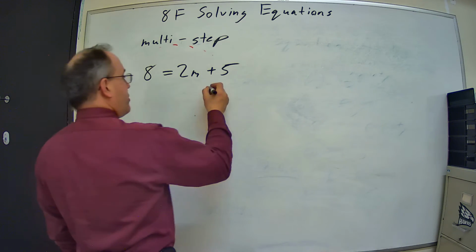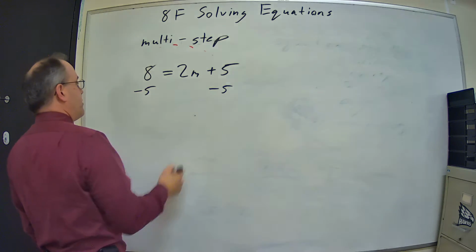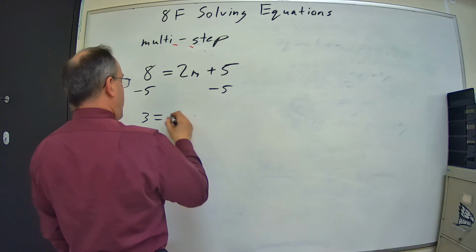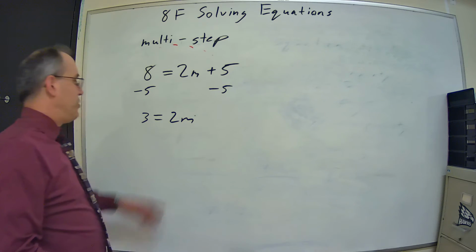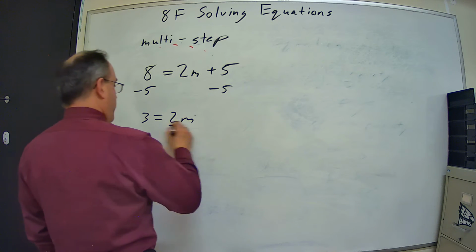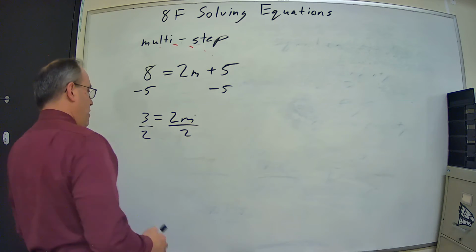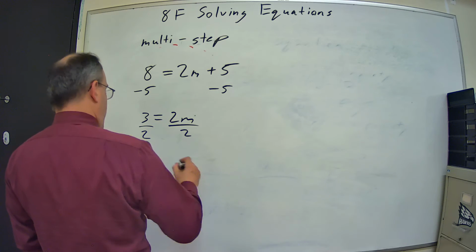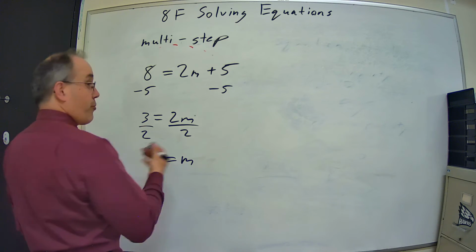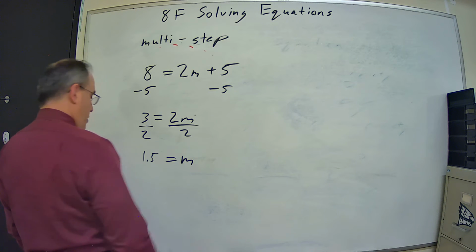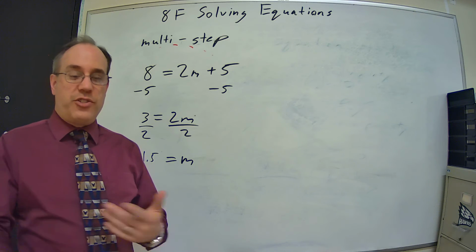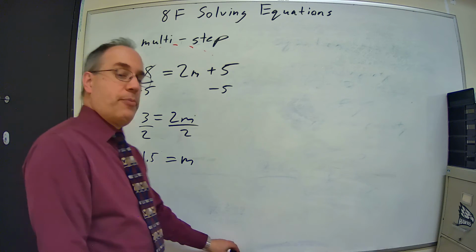So the first thing I'm going to do is subtract 5 from both sides. 8 minus 5 is 3. 2m plus 5 minus 5 is 2m. So now I need to get rid of this 2. It's multiplied, so I'm going to divide both sides by 2. 2 divided by 2 is 1, so I have m. And 3 divided by 2 is either 3 halves or 1.5. So m is equal to 1.5. So doing multiple steps.